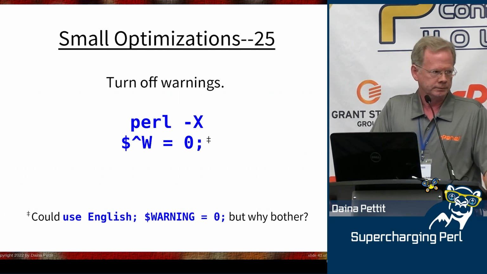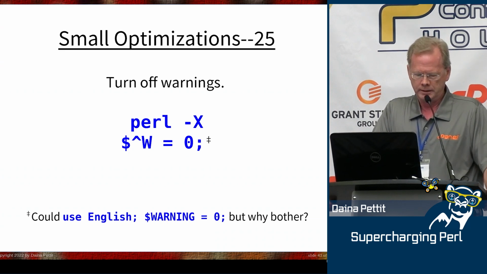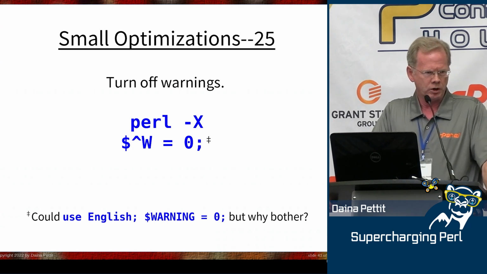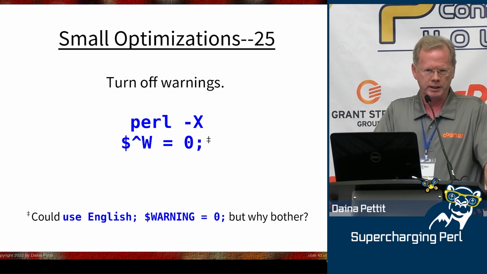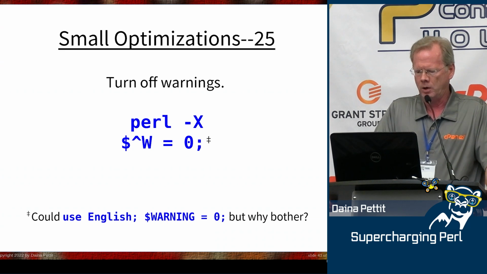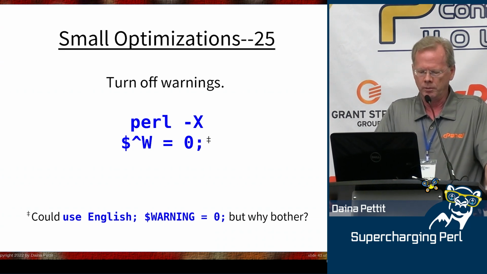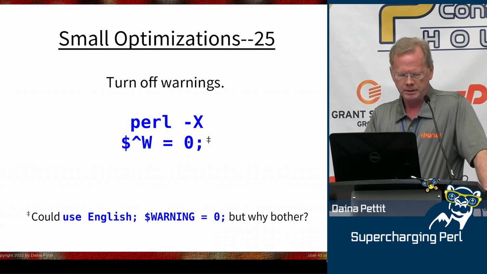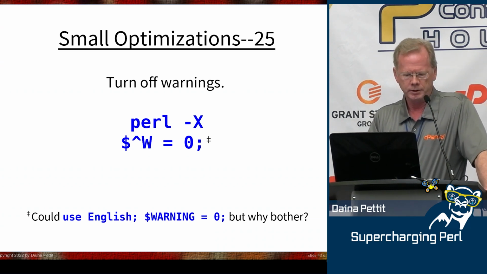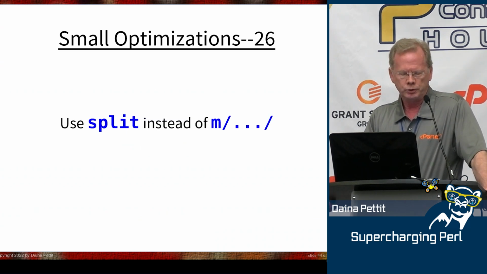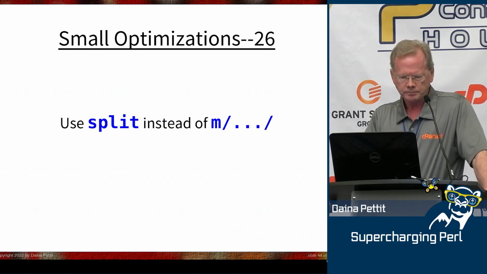Turn off warnings. I like the perl -X. That seems to be more effective. When you say use warnings and no warnings inside the code, that actually isn't as effective. You're not going to get the benefit of having them off in terms of the speed performance. The perl -X is probably the best thing. But you can do the same thing with the -w variable. Use split instead of match.